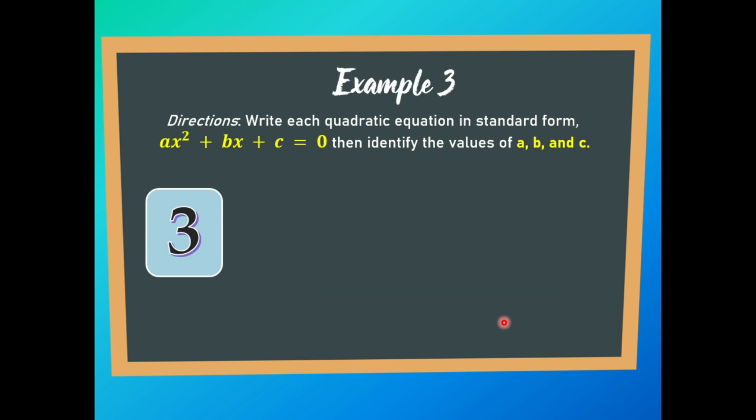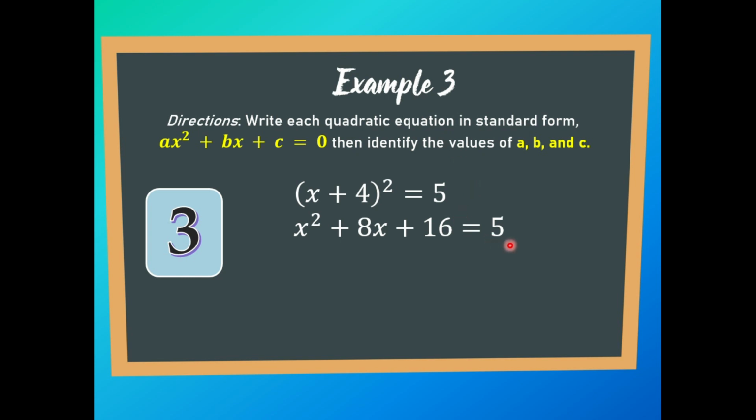Example number 3. Quantity x plus 4 squared equals 5. In the special product, this is a square of binomial, so we're going to expand this one. So we'll have x squared plus twice the product of x and 4, so that is 8x, plus 4 squared, which is 16, equals 5. I just follow the special product in multiplying square of binomials.